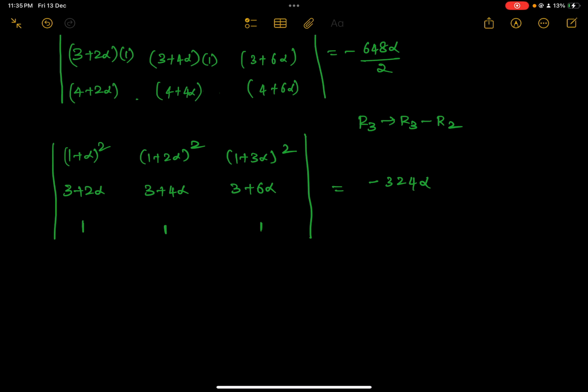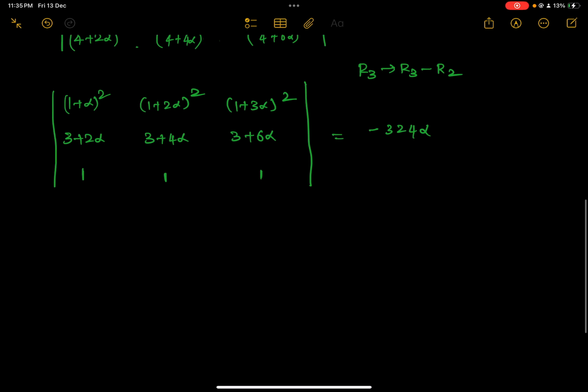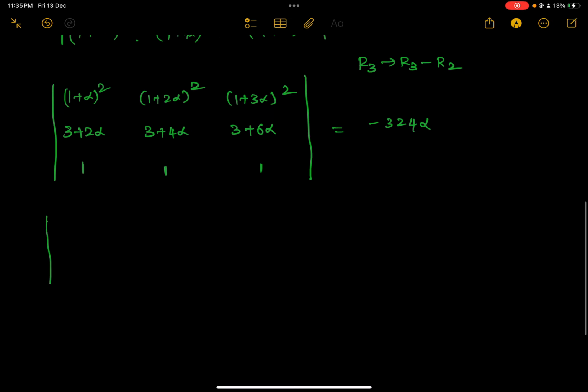Now we can split the above determinant in this particular format: 1 plus alpha whole square, 1 plus 2 alpha whole square, 1 plus 3 alpha whole square, and the third row is 1, 1, 1.